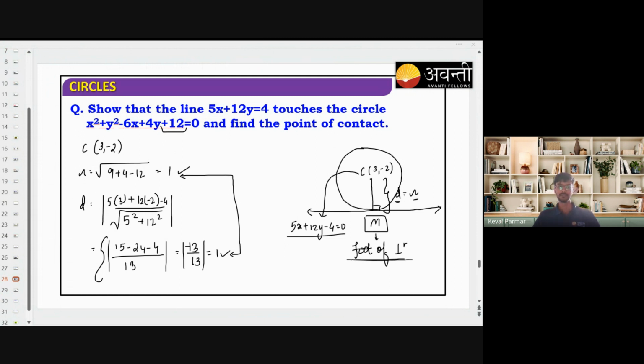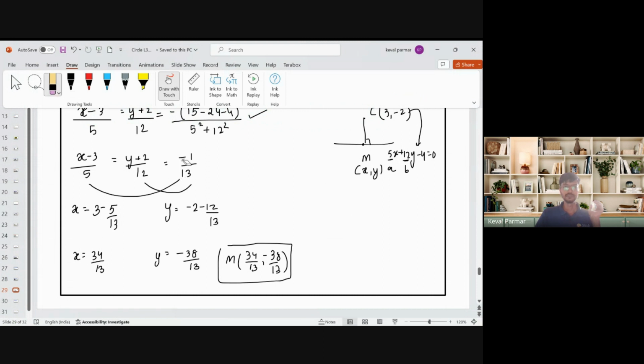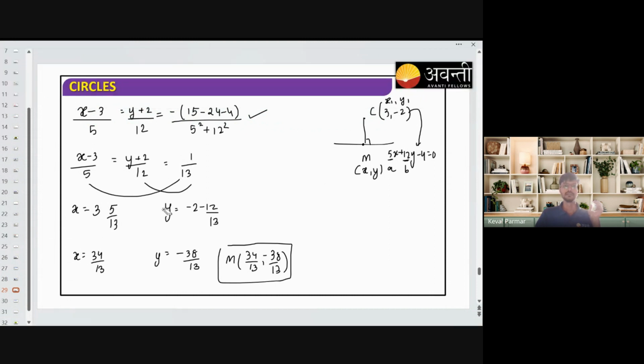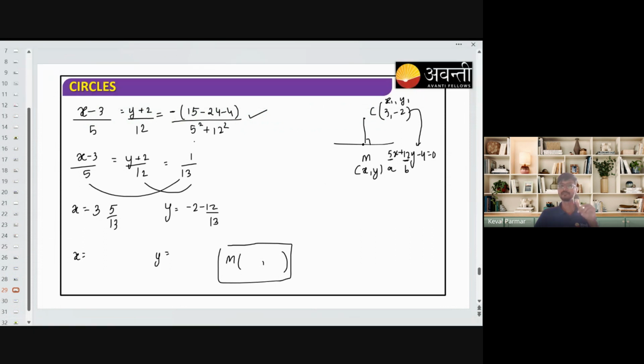Once check foot of perpendicular. Acha, I think I made a mistake or what? x minus 3 upon 5, y plus 2 upon 12 minus... just a second. Thank you. This will be plus 1 by 13. Right. Thank you, Anjana. This will be plus 1 by 13. Calculation error. Let us correct it. There was a minus outside, we forgot the minus. So minus of minus is plus 1 by 13.